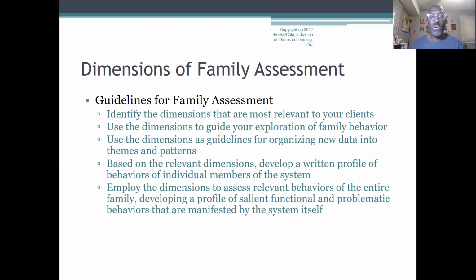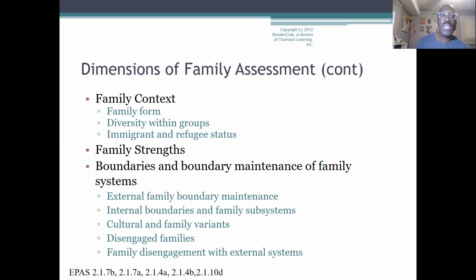So I'm looking at all of those dynamics, and then employing the dimensions to assess the relevant behaviors for the entire family. I'm looking at them as individuals, how they function, and as a group, how they function. Then I start pulling out some of those problematic behaviors that are part of that system, so that we have something to focus on and look at. When we continue the family assessment, we're looking at things like the family form, the diversity within the groups, and immigration and refugee status.